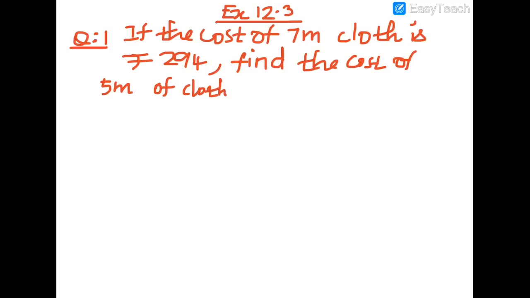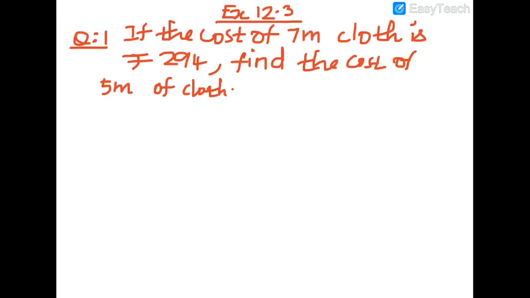Okay students, first you have to understand the problem. This is called the unitary method. By the unitary method only, we are going to solve it. What is the unitary method? We have to find the one value. The cost of 7 meter cloth is 294 rupees, and what is the cost of 5 meter cloth? This is what they asked.